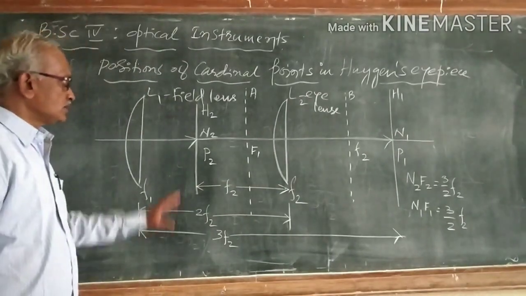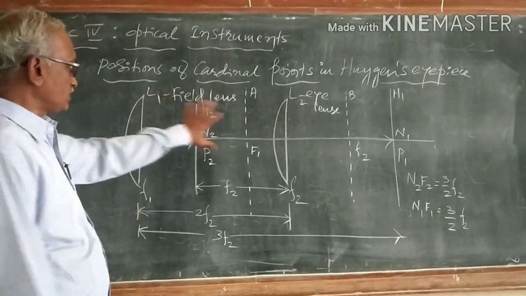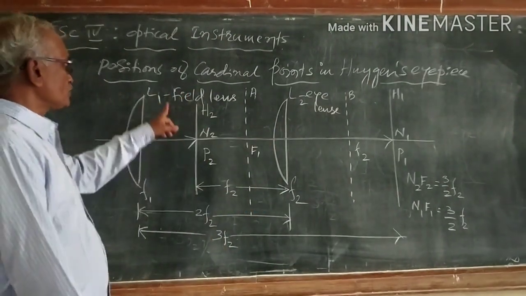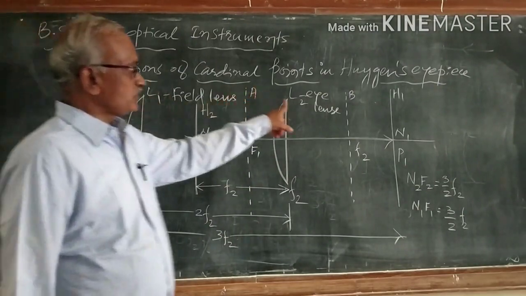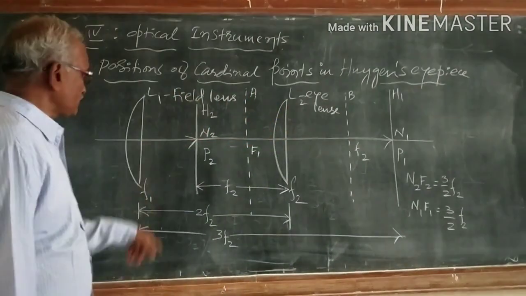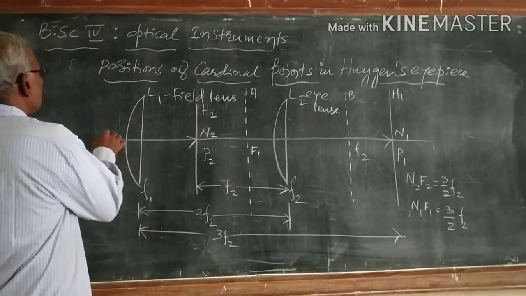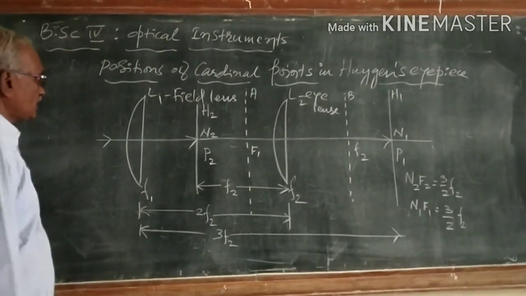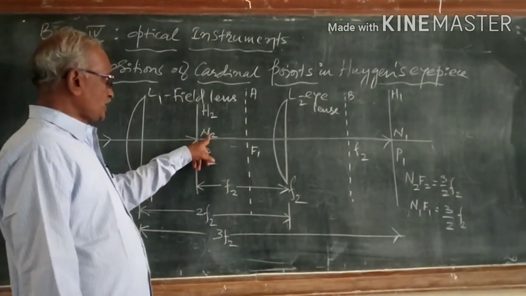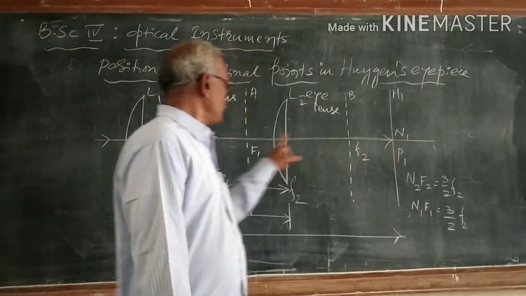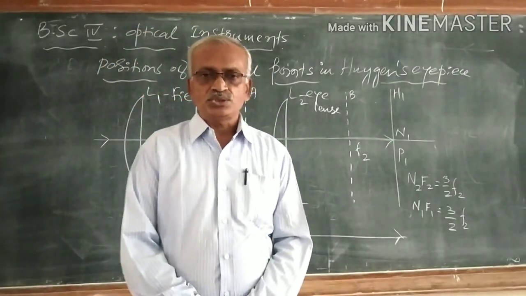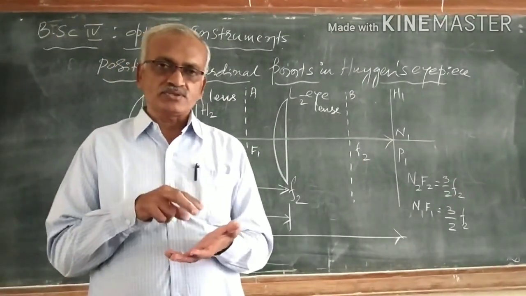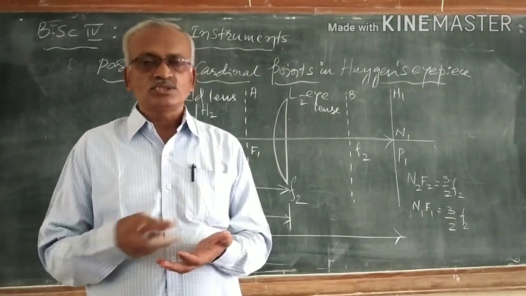So here, if you see the figure, we can explain. These are the different positions here. First, L1 is the field lens, and L2 is the eye lens, and this is the convex surface. It is always towards the object, and this is towards the eye. And here I have written N1 and N2. N1 and N2 are the two nodal points. So I told you there are pairs: two nodal points, two focal points, two principal points.